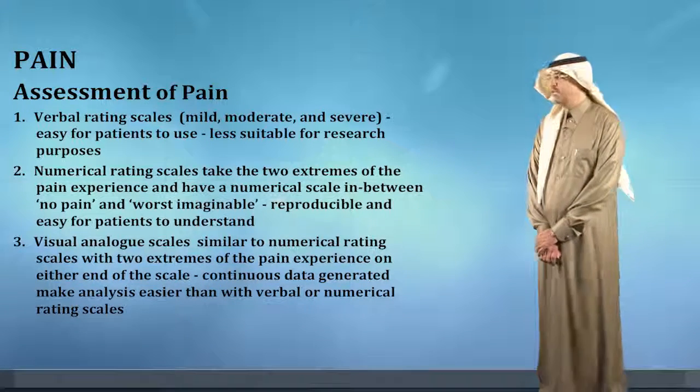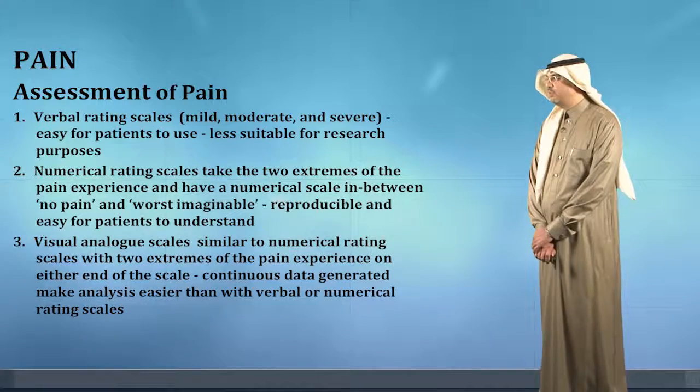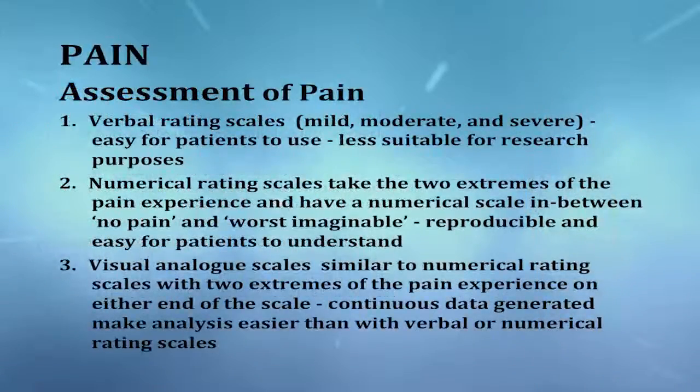There are a few assessment tools that can be utilized. The first one is the verbal rating scale, which classifies pain into mild, moderate, or severe. This is an easy procedure for patients, and it is less suitable for research purposes. A second rating scale is the numeric rating scale, which takes two extremes of pain experience, has a numerical scale in between, making no pain and worst imaginable pain on the scale, and this is easily reproducible and easy for the patient to understand.